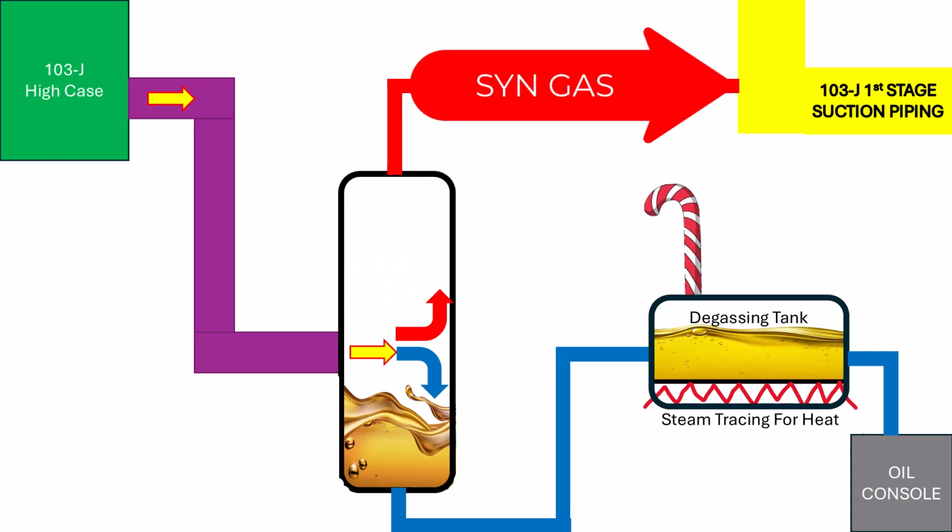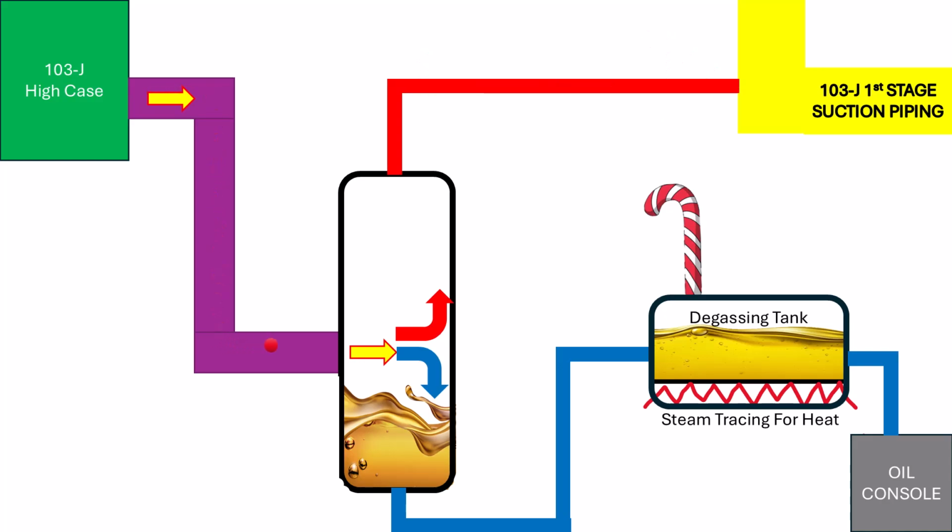The gas leaving the high-case sour oil trap is piped directly into the first stage suction piping, effectively recycling this small amount of syngas that leaked down the shaft through the seals back to the process side suction of the machine. The oil collecting in the bottom of the sour oil trap flows out the bottom of the vessel through piping to the degasifier tank.